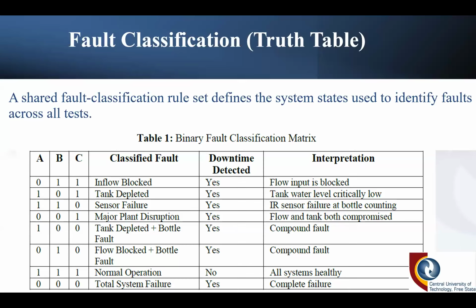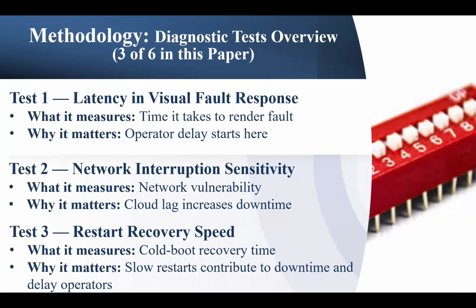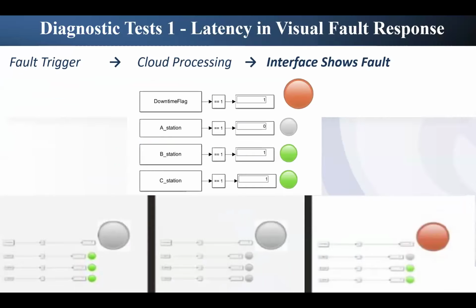This table defines the system states used to classify faults in this study. The same rules are applied to both systems to ensure a consistent comparison between DT and AR. Diagnostic tests. This setup includes 6 diagnostic tests, but for time and clarity, this paper focuses on 3 foundational ones. Test 1, latency in visual fault response. Test 2, network interruption sensitivity. And test 3, restart recovery speed.